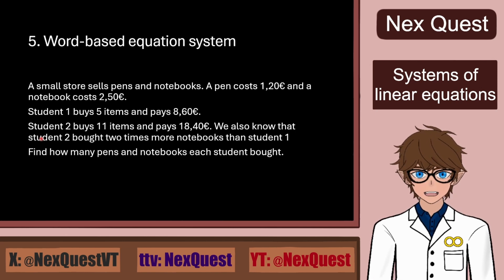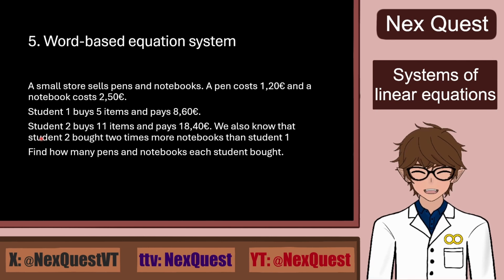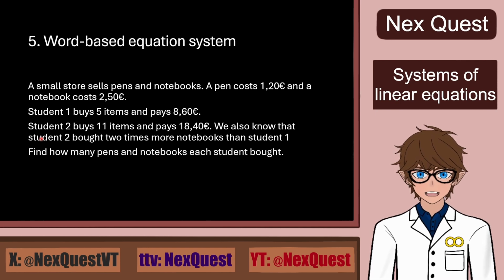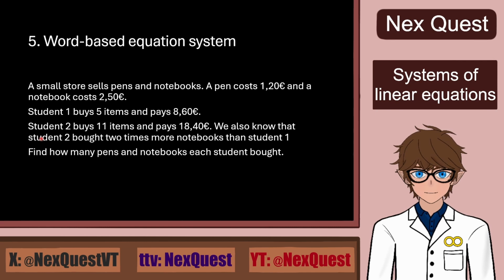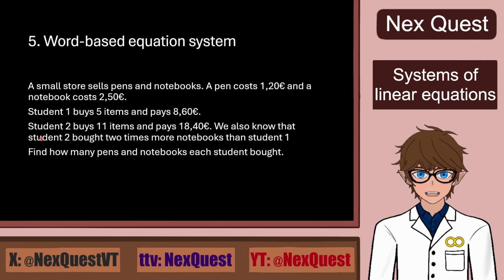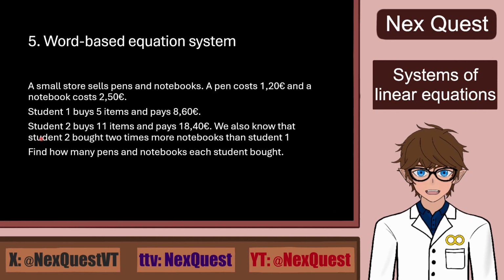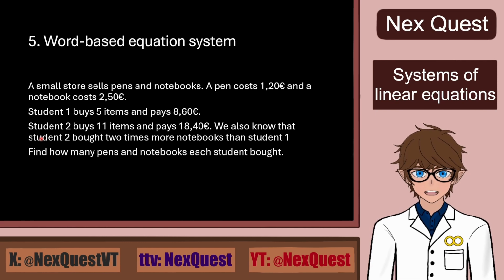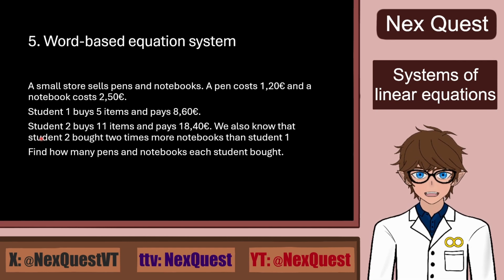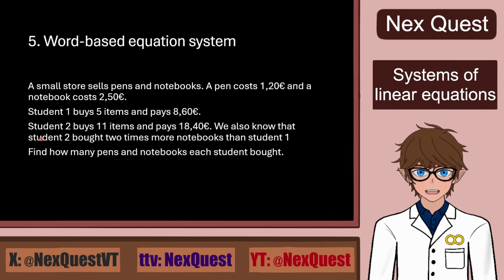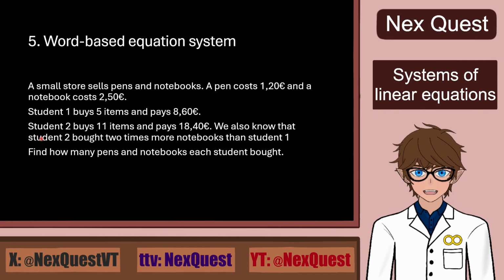Now, a word-based equation system. A small store sells pens and notebooks. A pen costs 1.20 euros, and a notebook costs 2.5 euros. Student 1 buys 5 items and pays 8.6 euros. Student 2 buys 11 items and pays 18.4 euros. We also know that student 2 bought 2 times more notebooks than student 1. Find how many pens and notebooks each student bought.